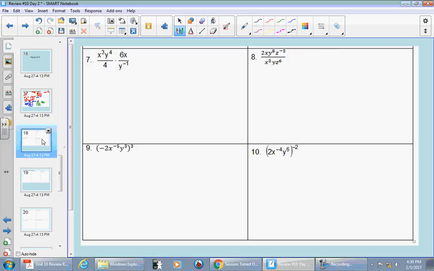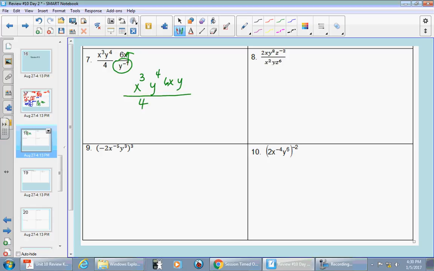For this one, let's move that one negative up, and let's write this all as one fraction. So I'm going to move this up. So on top, we will have an x cubed, and a y to the fourth, and a 6x, and another y over a 4.